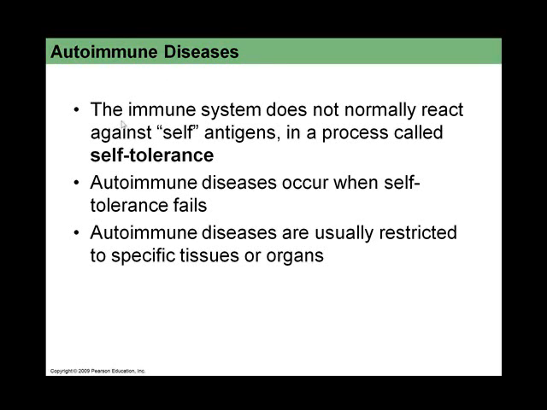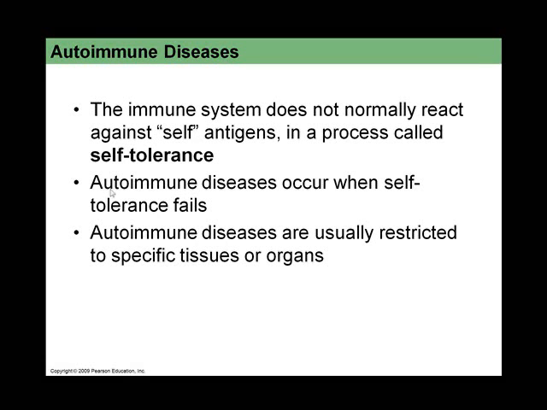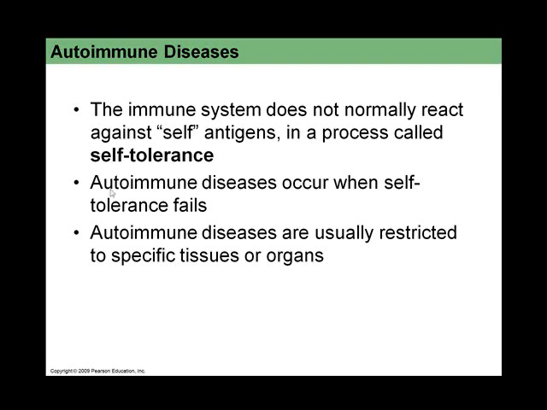So, the autoimmune diseases. The immune system doesn't normally react against self-antigens, in a process called self-tolerance. We grow up around ourselves, we develop embryologically and fetally around ourselves. So as our immune system develops, it comes to know us, right? Kind of a generic way to talk about it. But there can be errors in some cases, and these are autoimmune diseases, when the self-tolerance system fails. Autoimmune diseases are usually restricted to specific tissues or organs.